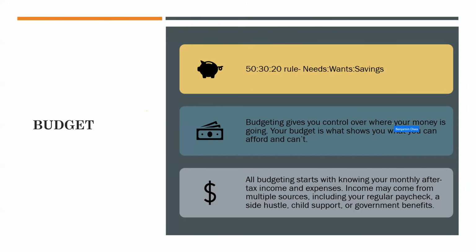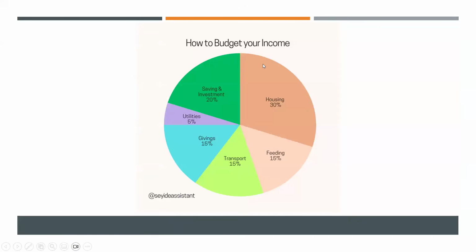So budgeting is how you plan your resources so that you can be in control of them. It's what gives you control over where your money is going and shows you what you can afford and what you cannot afford. So that is budget. I'll give a template of how a budget should look. Your budget should look something like this. This is just a template.